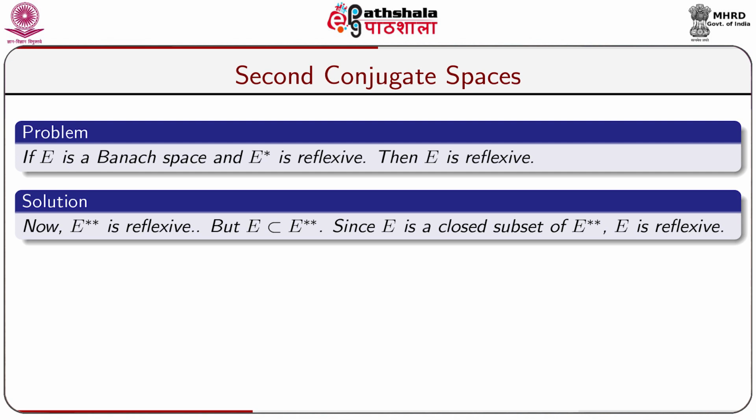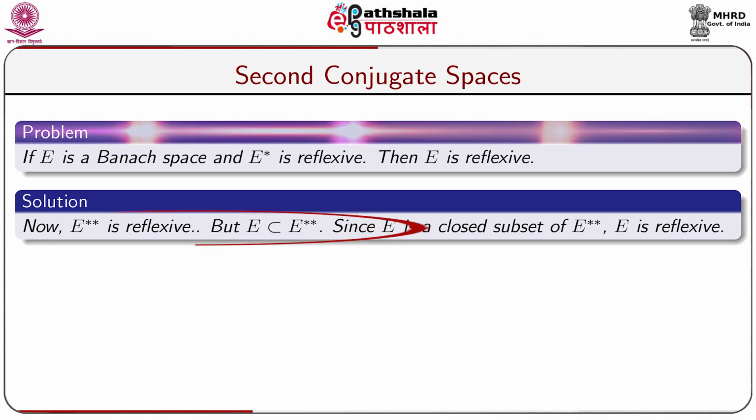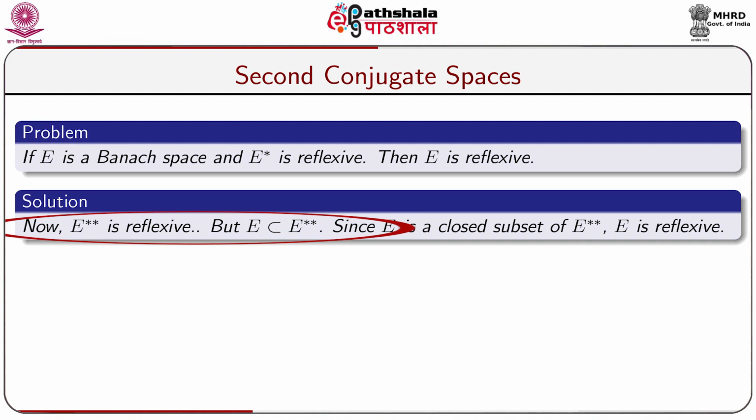Let us take a simple problem. If capital E is a Banach space and E star is reflexive, then capital E is reflexive. Now, E double star is reflexive, but E is a subset of E double star. Since E is a closed subset of E double star, it follows that capital E is reflexive.